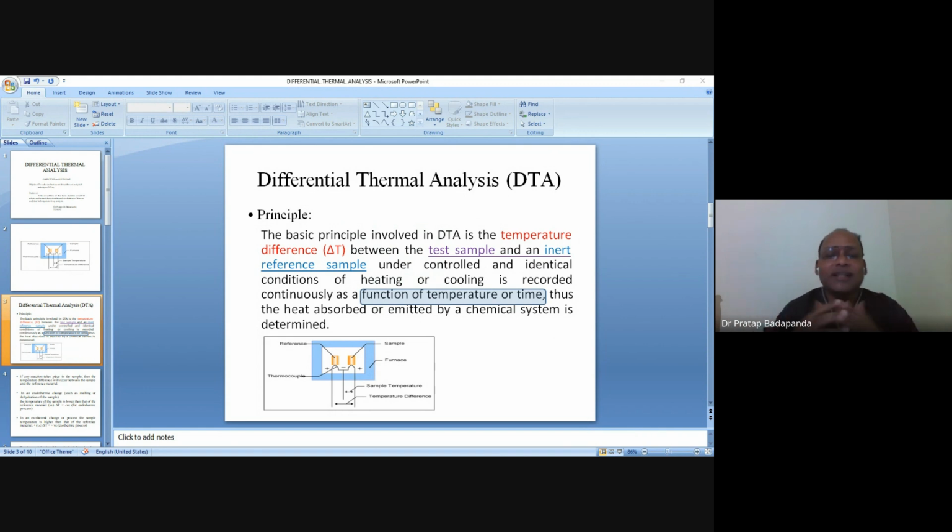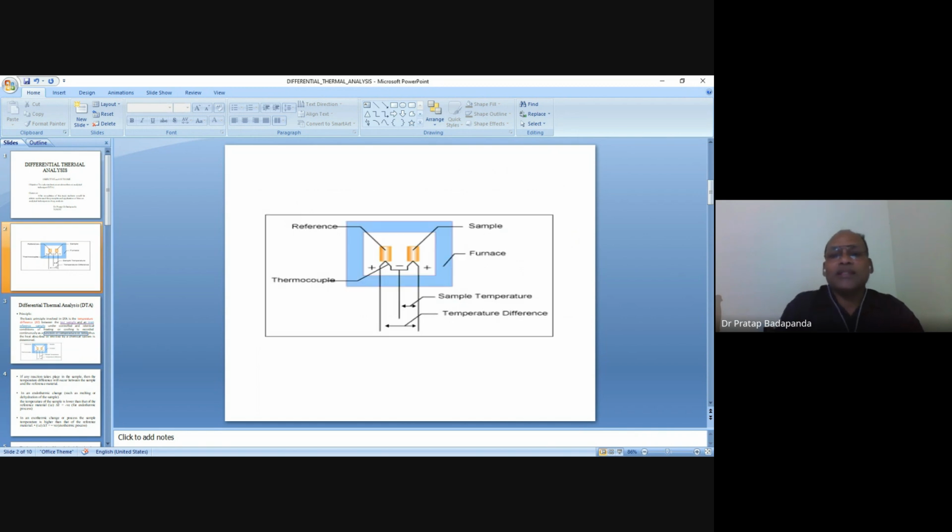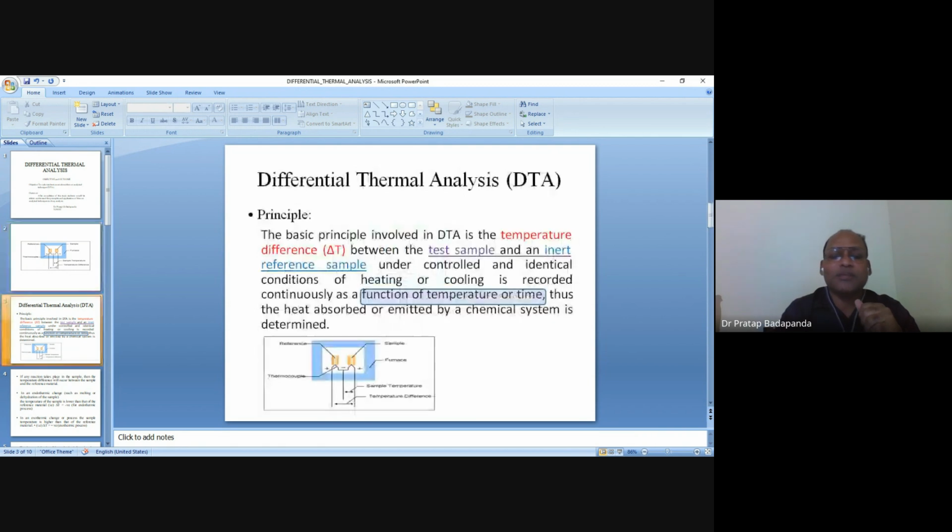This is measured between the test sample and an inert reference sample. As you see, two samples we are using here. One is the reference and another is the test sample. These are the two things. So you have to note what factors are associated with the test sample, and between these two things, what is the difference in temperature change that we are studying. We have to note that down.